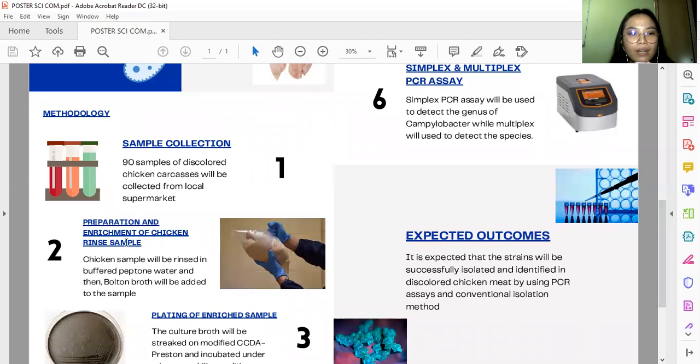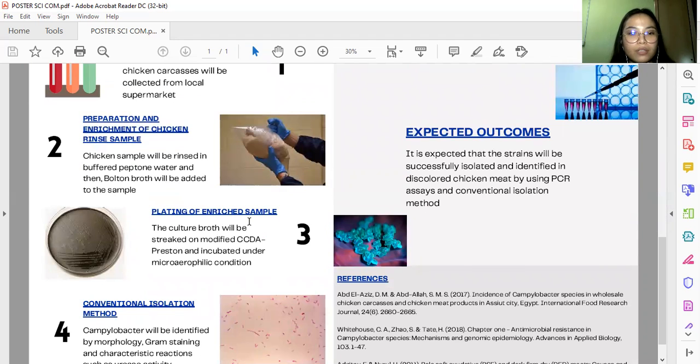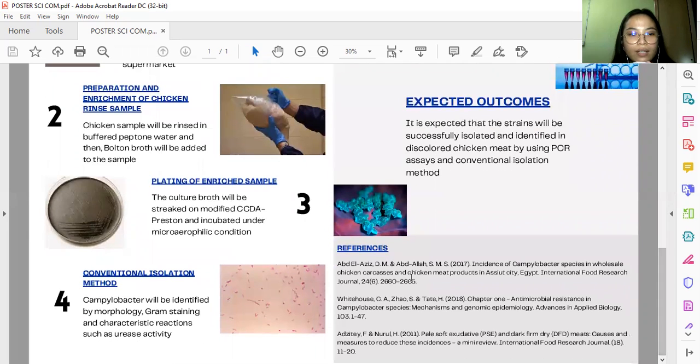Next is preparing an enrichment of chicken rinse sample. Chicken sample will be rinsed in buffered peptone water, as shown in this picture right here, and then added with Bolton broth. The third step is plating of the enriched sample. The previous sample will be streaked on MCCDA agar, which is shown on this picture right here, and incubated under microaerophilic condition.